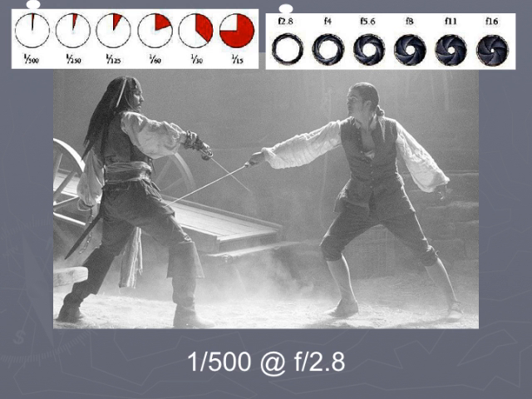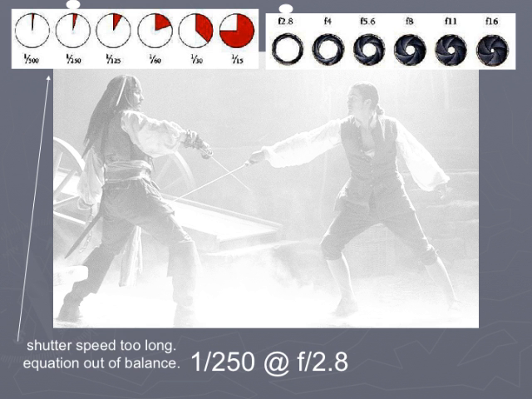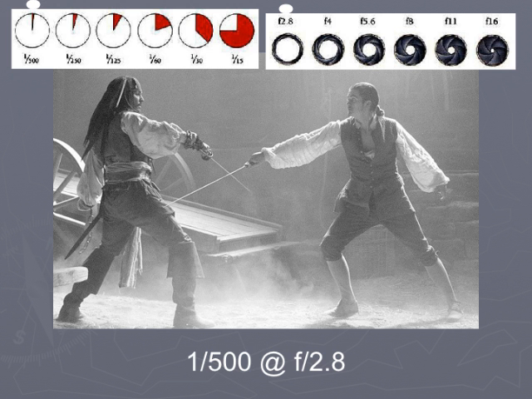So let's go back here again. We'll go back to our 500th at 2.8. And what if we changed our shutter speed and went from 1/500th to 1/250th of a second? Okay, 250th is a longer exposure time. It means we get more light into the picture, and we end up making our photograph look too light. Okay, again, out of balance for our photographs. So let's go back again to our original 500 at 2.8.